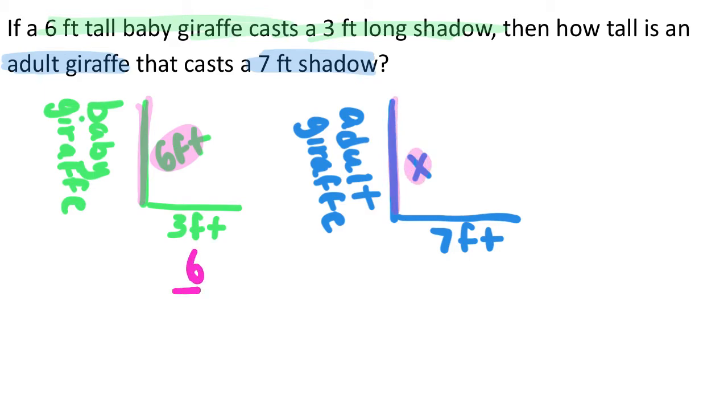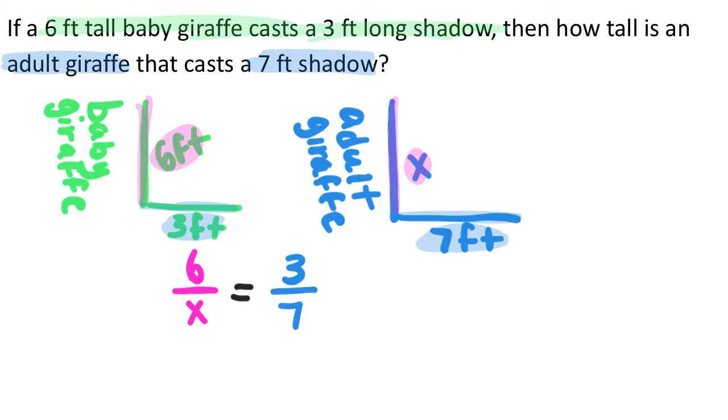So I can say 6 over x is equal to my shadow of the baby giraffe, which is 3, over the shadow of the adult giraffe, which is 7.